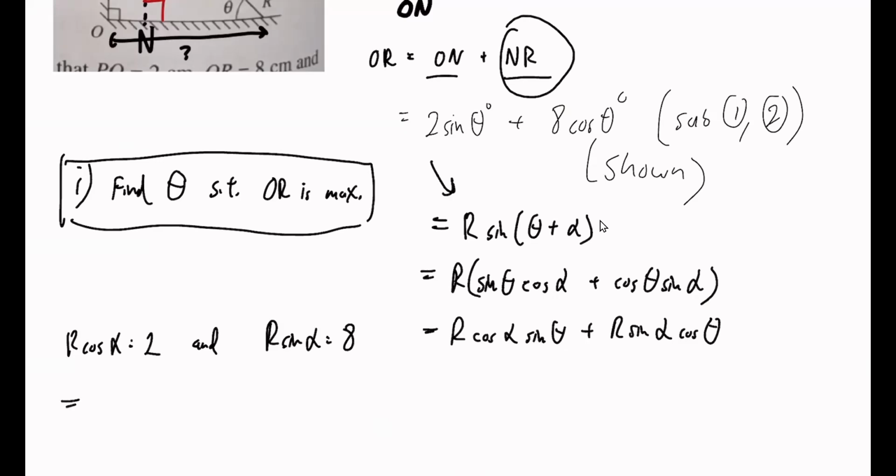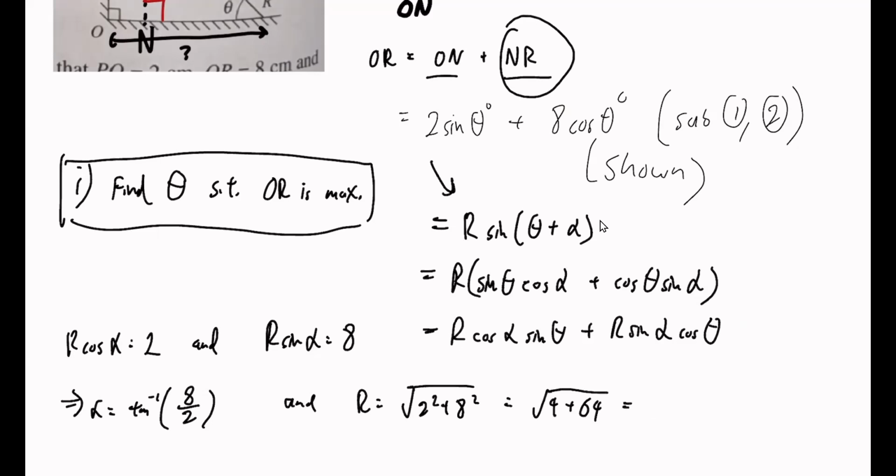Yeah, so as a result, we get alpha equals to tangent inverse of what? Tangent inverse of sine over cosine, so 8 over 2. And we also get R to be equals to the square root of 2 square plus 8 square. Okay, so this one is 4 plus 64, which is square root 68. We can leave it as an exact value. But this one, tangent inverse of 8 over 2, which is 4, no choice. It has to be an approximation. So let's just use a calculator. We get 1.3258 radians. Can?